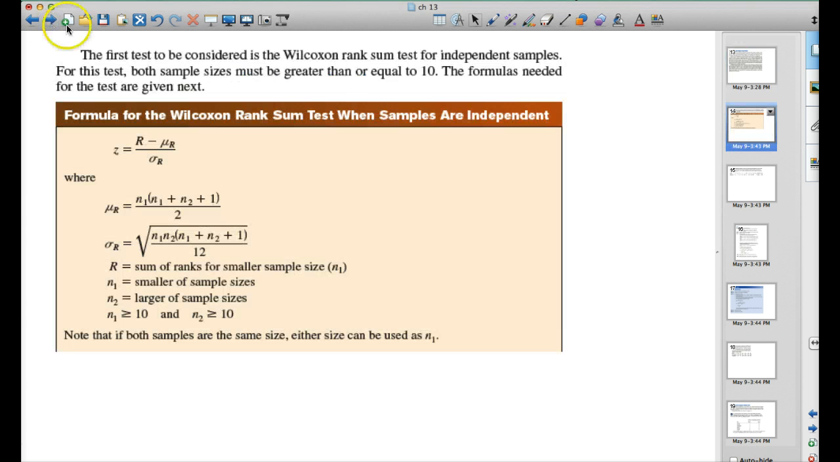For example, the first test to be considered is the Wilcoxon rank sum test for independent samples. For this test, both sample sizes must be greater than or equal to 10. The formulas needed for the test are given. Z is equal to R minus mu of R, divided by the standard deviation of R. Mu of R is N1 times (N1 plus N2 plus 1) divided by 2, and sigma R is the square root of this. R is equal to the sum of the ranks of the smaller sample size, and so on down the line.